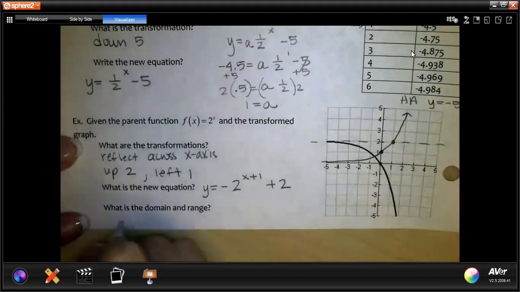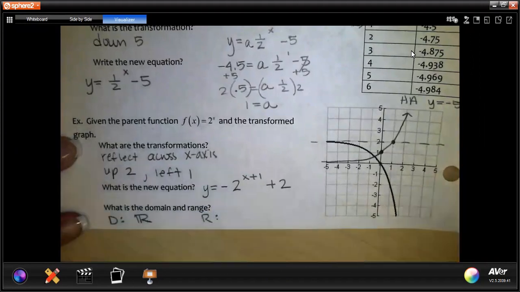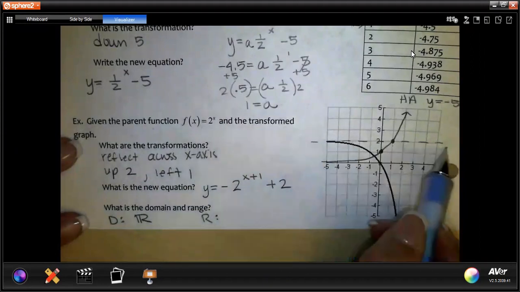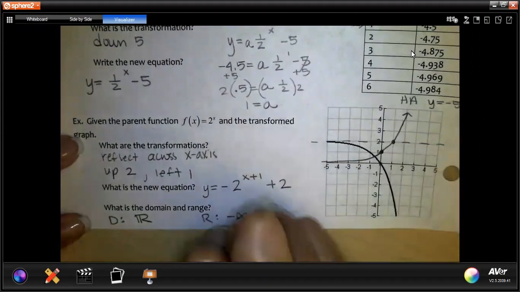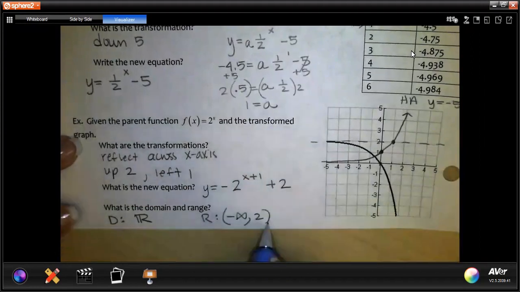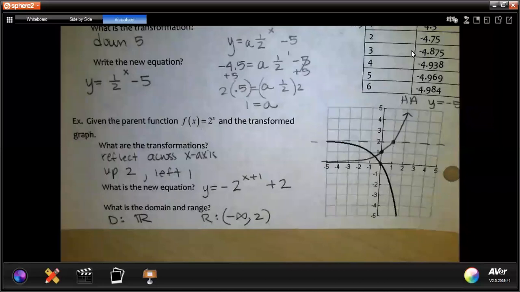Now, our domain and range for this new graph: domain is still all real numbers, which is true for all the exponentials. It goes all the way to the left, all the way to the right. For our range, however, everything is below this line of 2. So our range is from negative infinity to 2. And again, with parentheses, because it's only getting close to that asymptote, it's not actually touching.